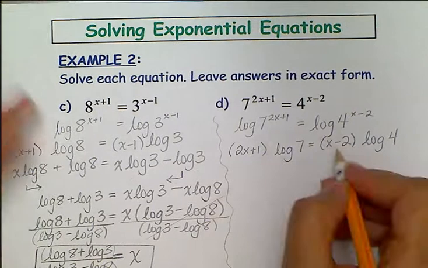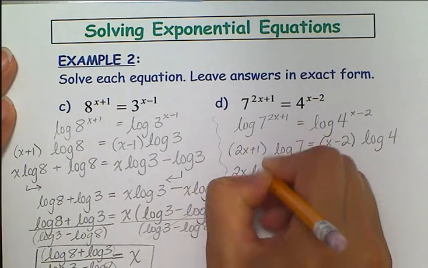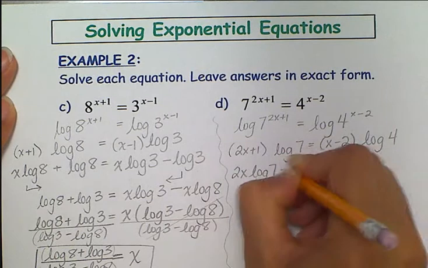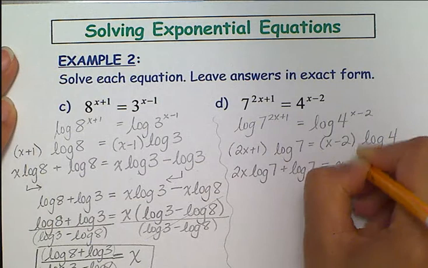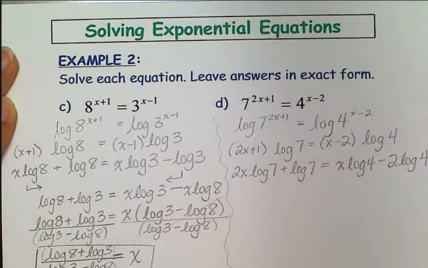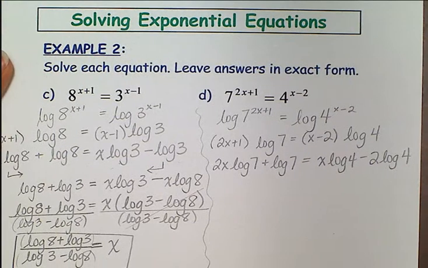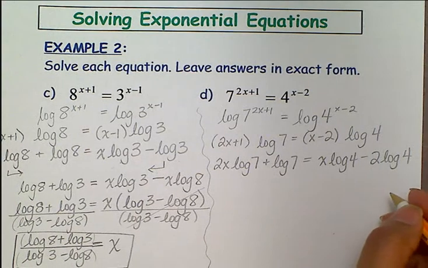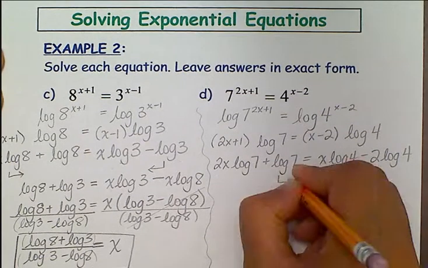So I'll do the distributive property on the left-hand side to get 2x times the log of 7 plus the log of 7. And that'll equal x times the log of 4 minus 2 times the log of 4. Okay, and then I'm going to bring all the variable terms to one side and the number terms to the other side. And again, it really doesn't matter which side you take them to. So this time I'll move the logarithm term to the left-hand side and the number term to the right-hand side.